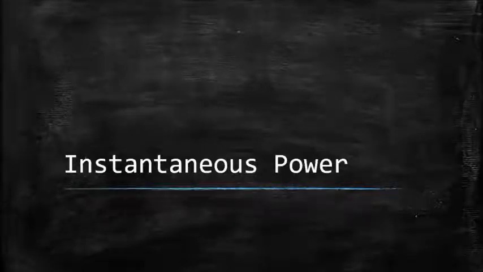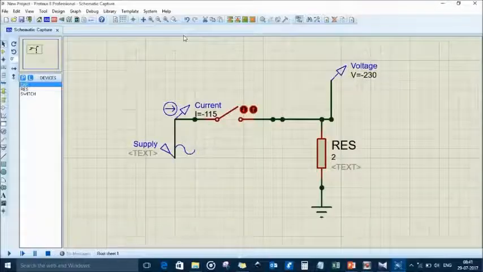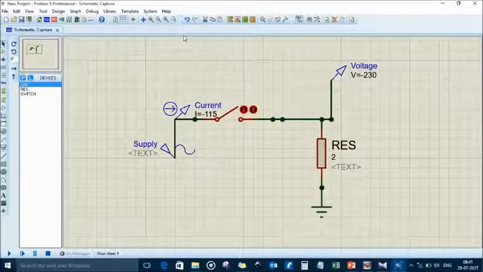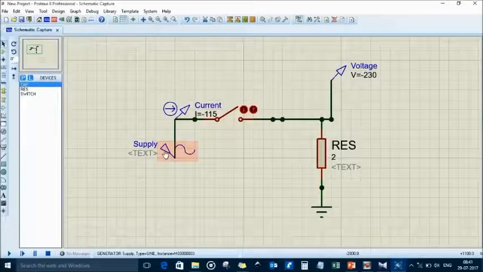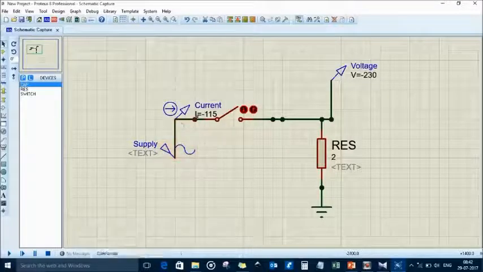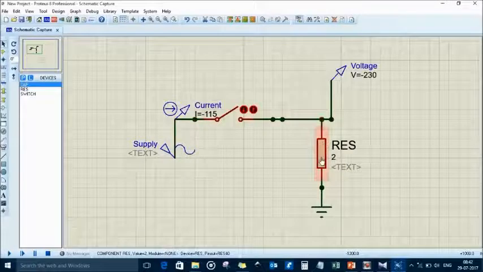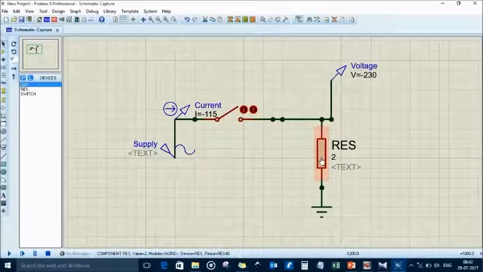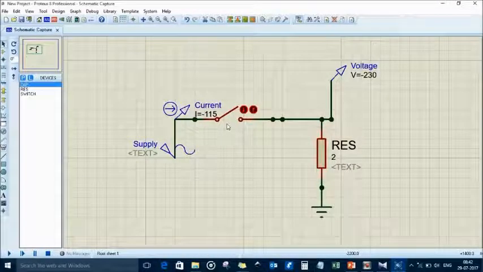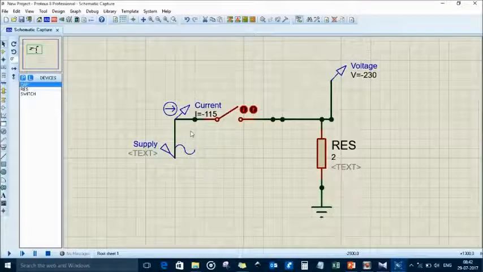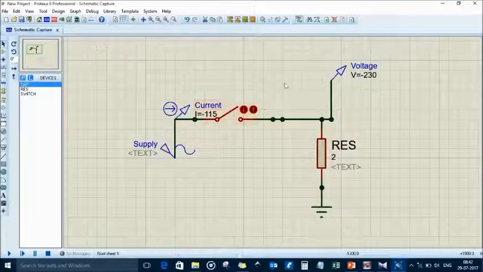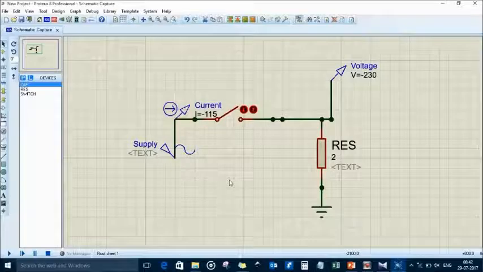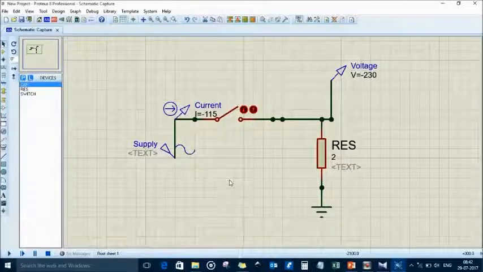Okay, so we will get to that and we will understand what is instantaneous power. To understand what is instantaneous power, consider this example. Here we have a 230 volt AC supply which we have connected to the 2 ohm resistor through this toggle switch, and here are the voltage and current probe to measure the current and voltage flowing through this system.